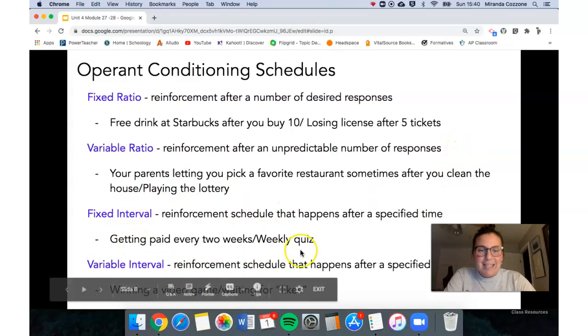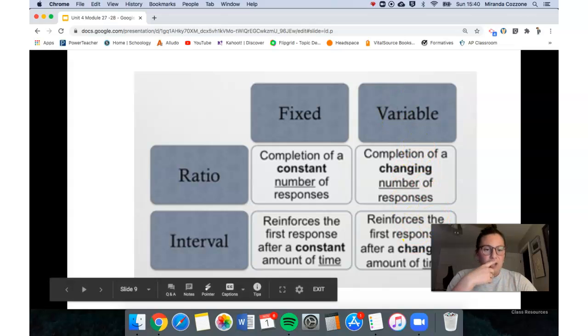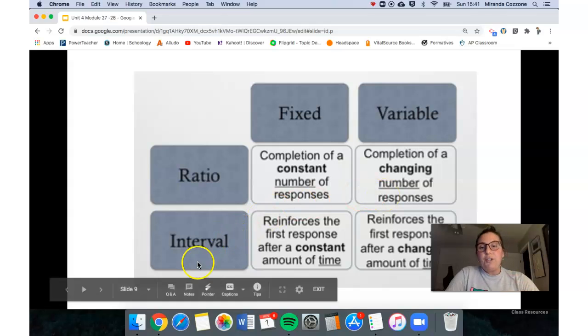I tend to think that these do get a little confusing, so I would recommend that you come up with your own examples, but I think that this little chart here is also very important to put in your notes. When it's fixed, it's constant or consistent. For instance, the Starbucks, every 10 drinks you get a drink. That's a fixed kind of standard. Variable means that it changes. Maybe every 5th time you clean the house, maybe every 3rd time, maybe every 100th time you play the lotto, something is going to happen. If it's a ratio thing, it's a number. It's associated with a number versus an interval system, which is all about time.